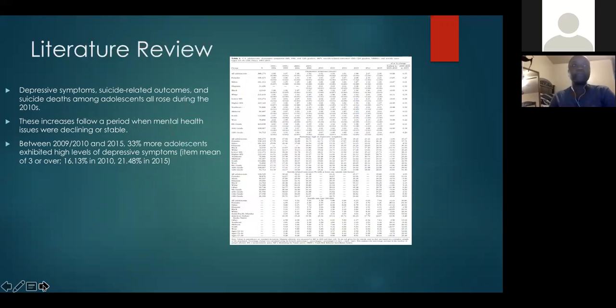All right, so this table shows the results from a survey that was conducted by Jean Twenge. I think I'm pronouncing that right. The results show adolescents in grades 8 through 12 and national statistics on suicide death for those ages 13 to 18: depressive symptoms, suicide-related outcomes, and suicide rates increased between 2010 and 2015, especially among females.